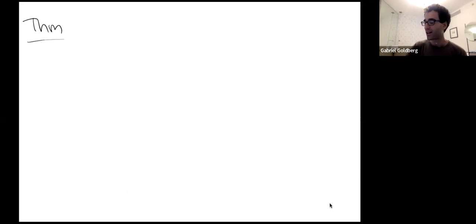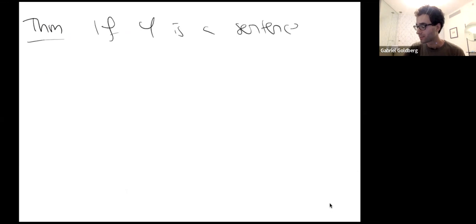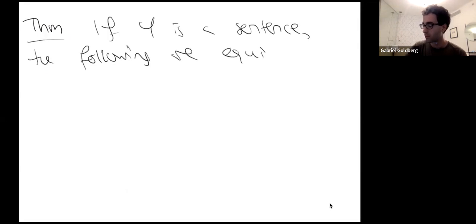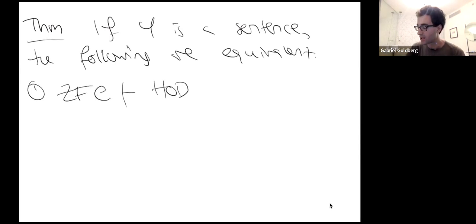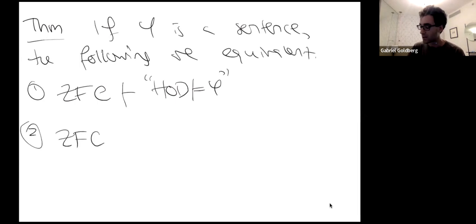So the theorem says if phi is a sentence, then the following are equivalent. One, ZFC proves that HOD is a model of the sentence phi. Two, ZFC already proves phi. So if it's provable in ZFC that HOD satisfies this sentence phi, then in fact ZFC already proved phi. Okay, so there's nothing you can prove about the internal structure of HOD that you couldn't just prove in ZFC.